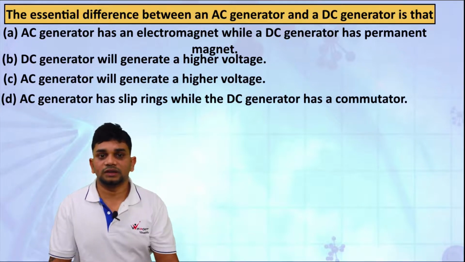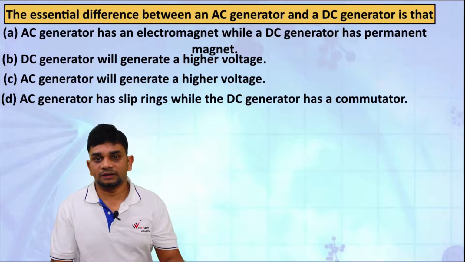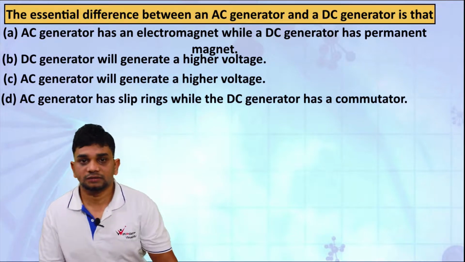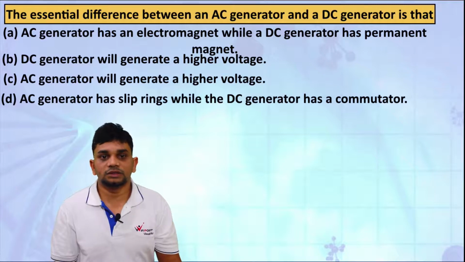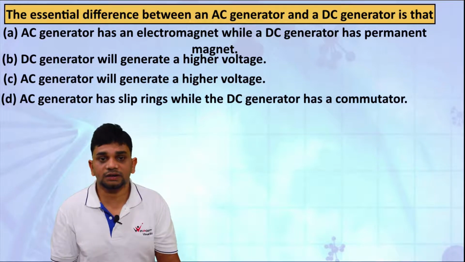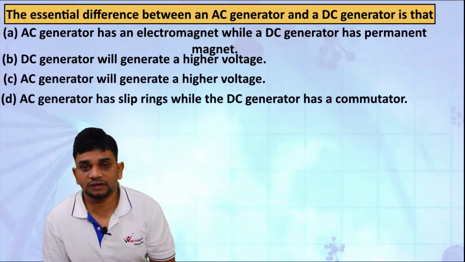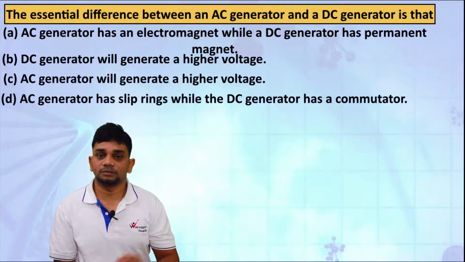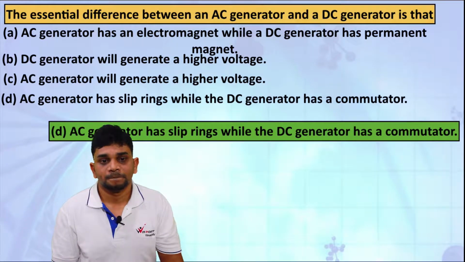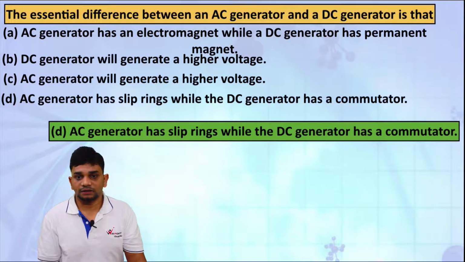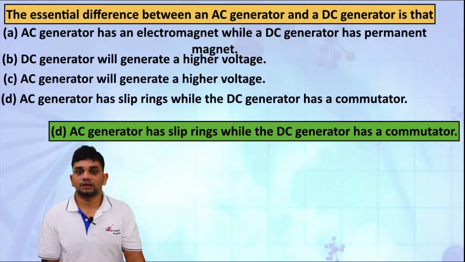AC generator has an electromagnet while a DC generator has a permanent magnet. DC generator will generate a higher voltage. AC generator will generate a higher voltage. No, these are wrong options. The last one: AC generator has slip rings while DC generator has a commutator, meaning split rings. That is the answer.